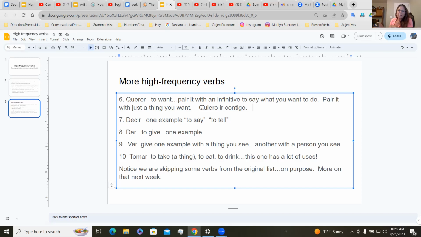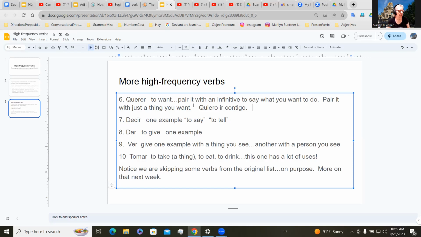Quiero vivir en México. Okay, sí. Okay, muy bien. Quiero un café. I want a coffee. Quiero un café. ¿Sí? Bien.